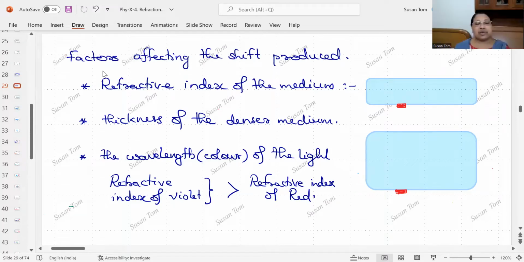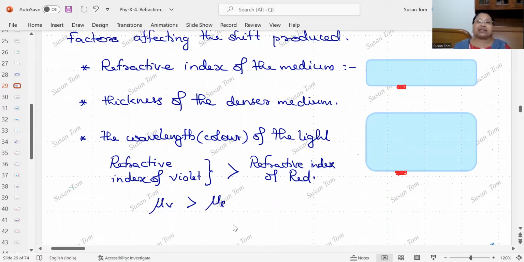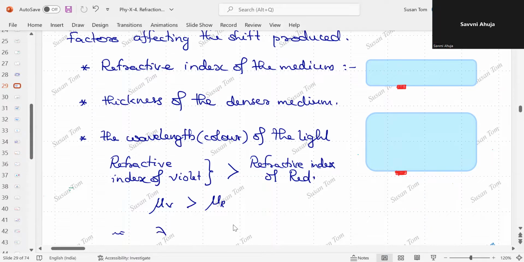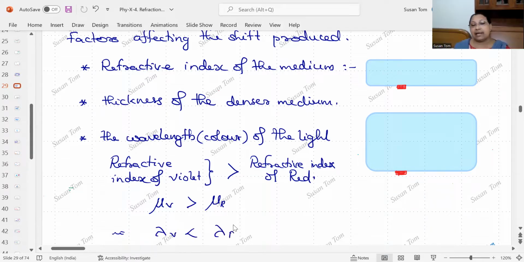So how can we symbolically write? That is mu V is greater than mu R. Because the wavelength of red is more, and the wavelength and refractive index are inversely proportional. That is, lambda V is lesser than lambda R. Lambda means the wavelength, children.